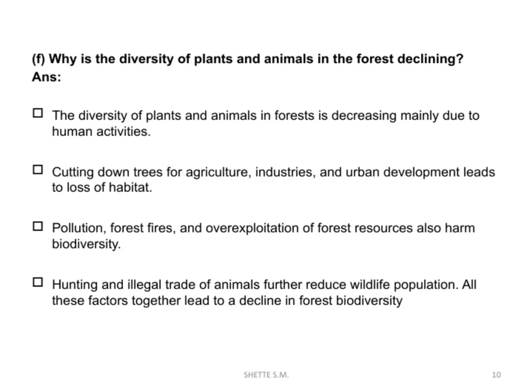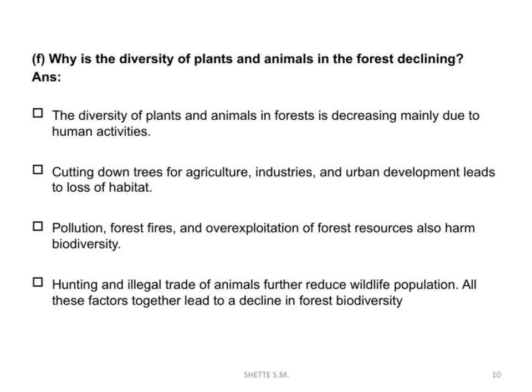So, why is the diversity of plants and animals in our forests declining? Well, primarily, it's due to human activities. When we cut down trees for agriculture, industrial purposes, or urban development, we are destroying the natural habitats that countless species depend on. This habitat loss is one of the biggest threats to biodiversity.